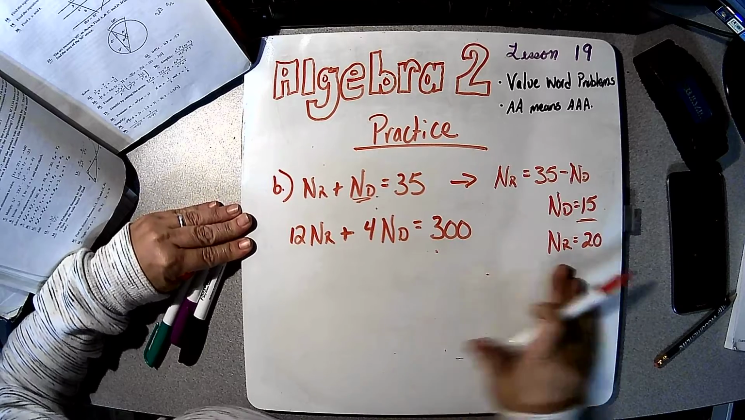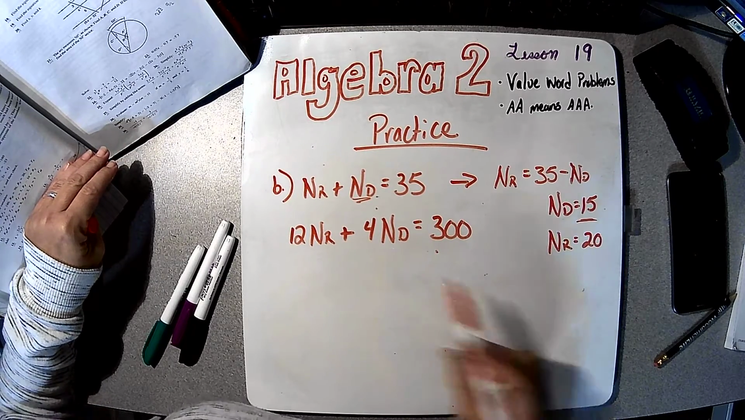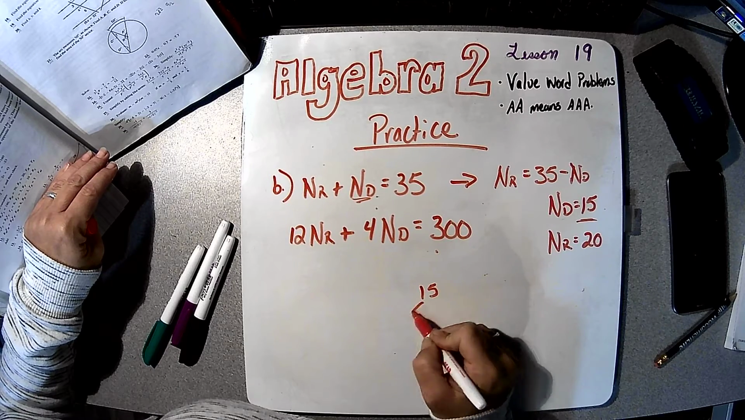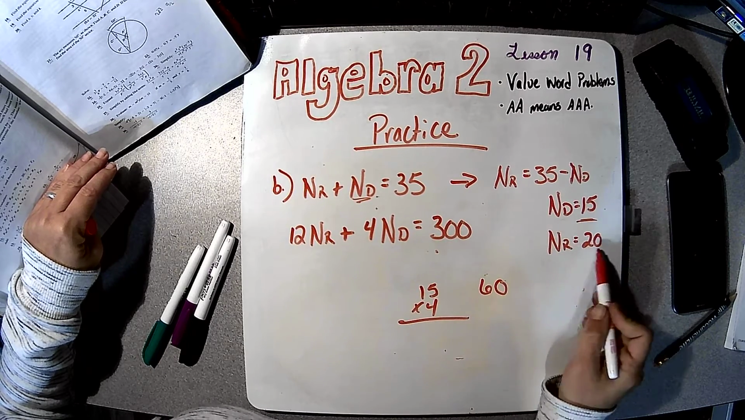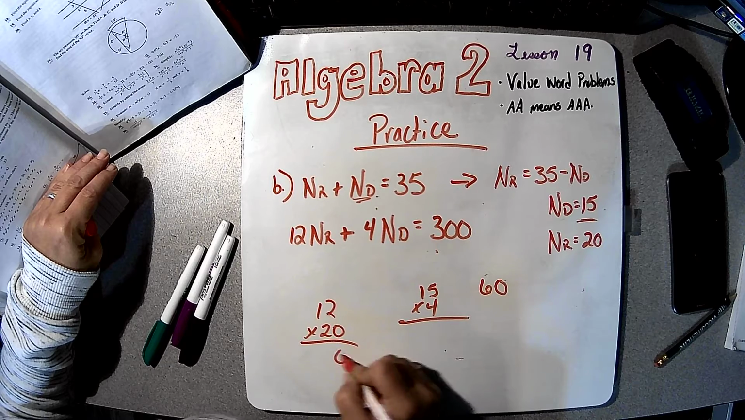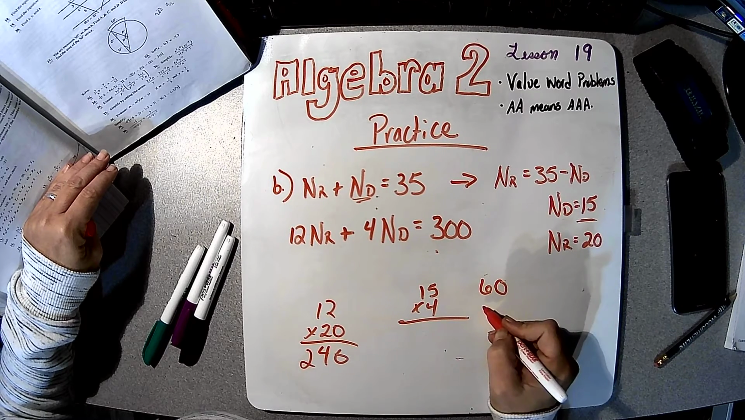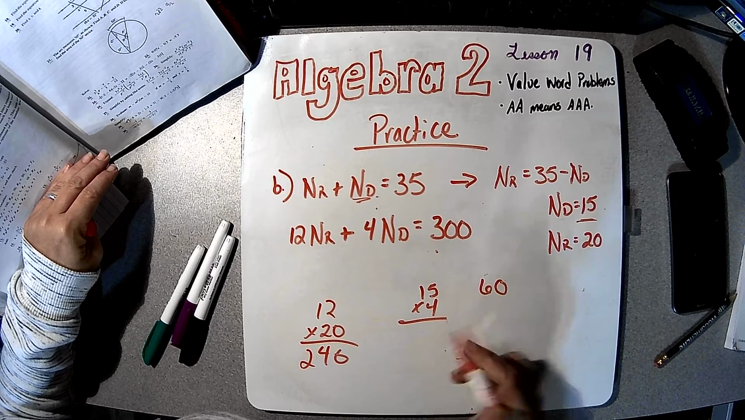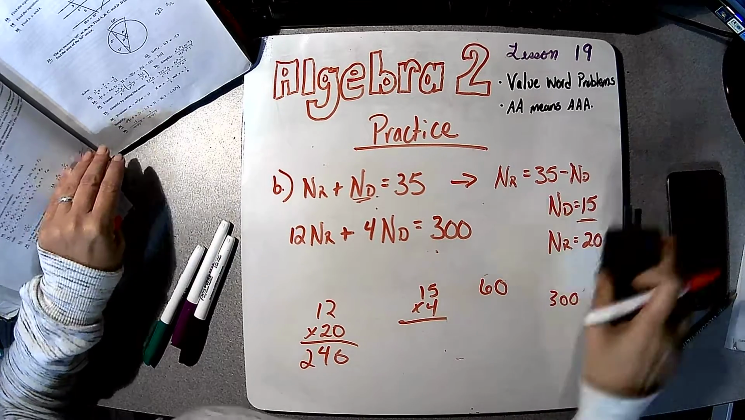Okay. 15 daffodils, and daffodils cost 4 each. So 15 times 4, which would be 60. And then 20 roses, and they were 12 cents each. So 12 times 20, 240 plus 60 equals 300. Okay, double checked and made sure that was right. All right.